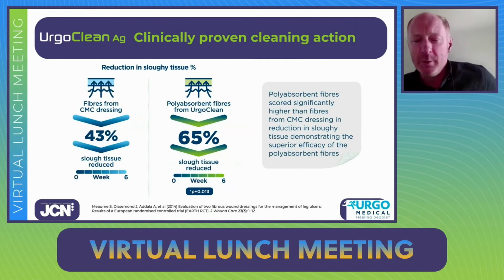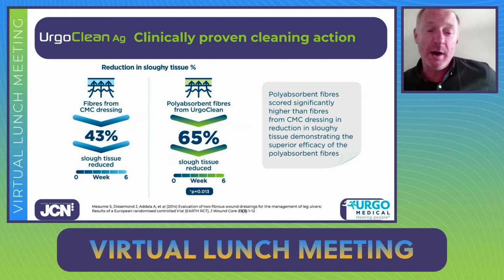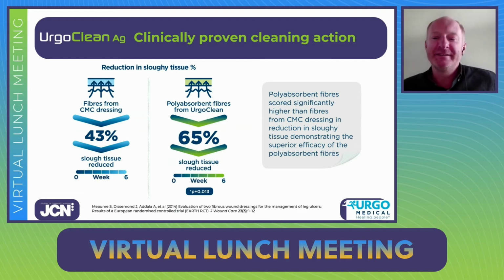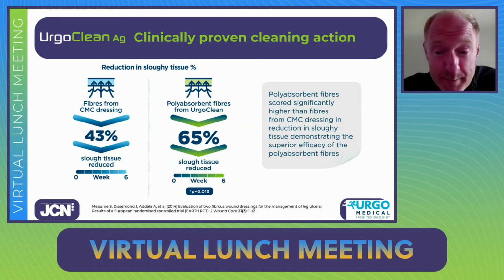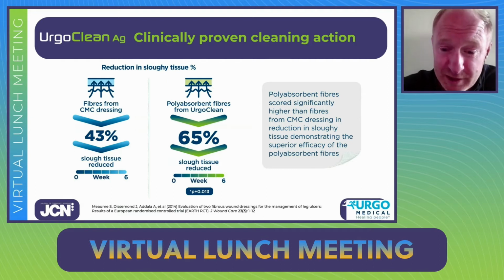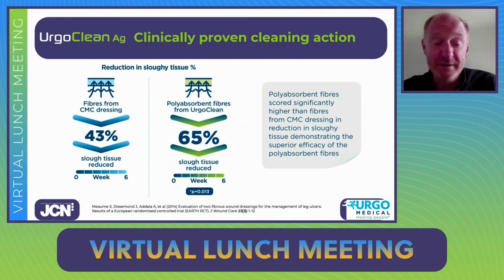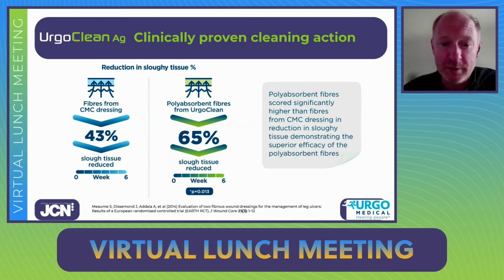Now, the Earth study, which is a large randomized controlled trial, so a high-level piece of evidence, demonstrated a significant reduction in slough compared to the gelling fibers of a CMC dressing. That's a carboxymethylcellulose dressing. The polyabsorbent fibers from UrgoClean Ag achieved a greater reduction in sloughy tissue, 65% reduction, compared to the gelling fibers from the CMC dressing. That was a 43% reduction over a 6-week period. So this is significant when it comes to cleaning a wound bed and preparing a chronic wound for healing.